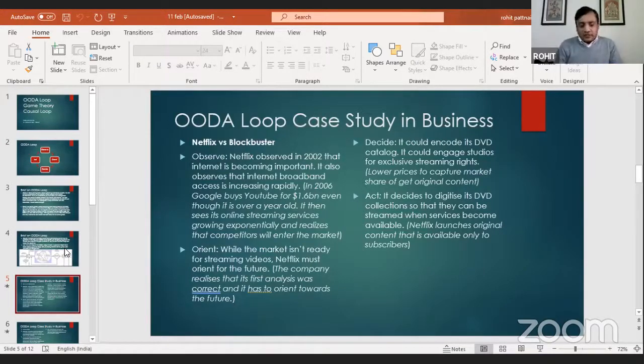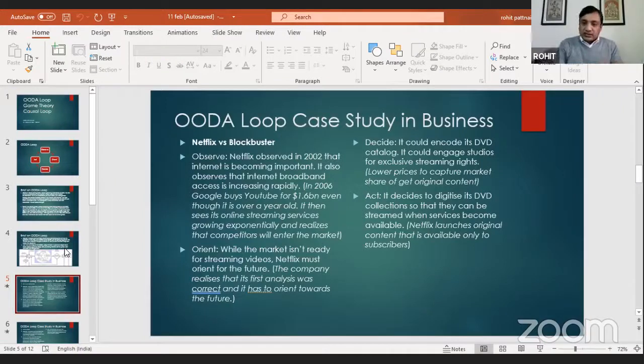Now, the basic thing after that is, what did they do? The orientation is where they move into the strategy, where the key decision making was. They realized initially that the market really wasn't totally ready for streaming videos. But because broadband connectivity was increasing, it was in a perfect position. So what did they do? First, they started digitizing their own in-house DVDs, the entire catalog.